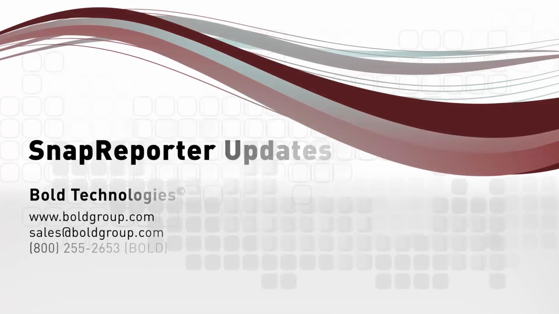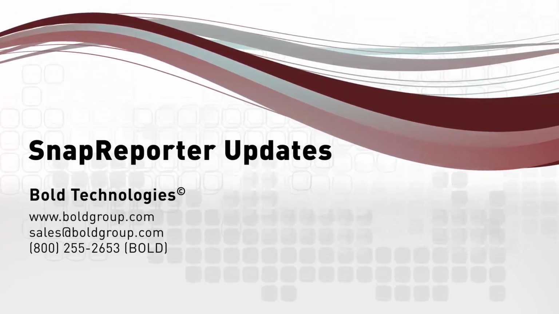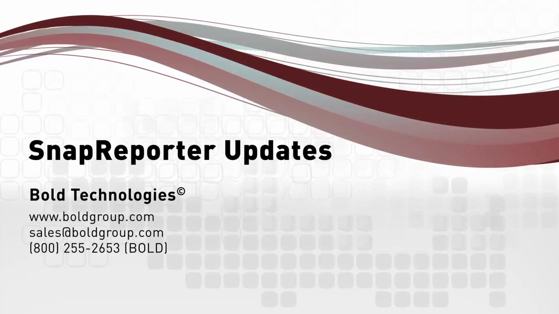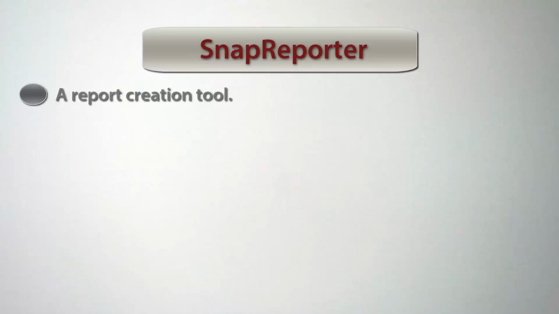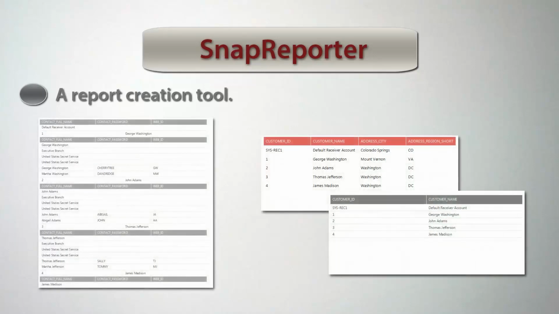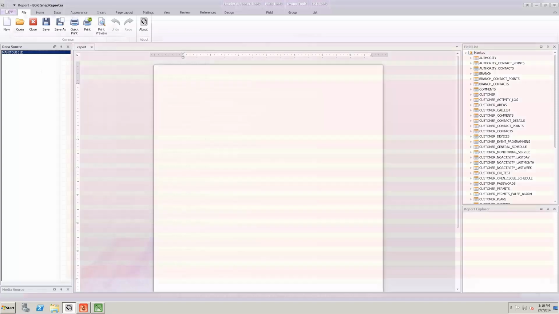Welcome to the new SnapReporter Updates video. This video highlights recent updates to the SnapReporter, which include functional enhancements as well as new features. SnapReporter is a report creation tool. You can use it to create reports that are displayed in Notepad, Excel, and Word. It can even run from Manitou. Due to Bold Technology's ongoing commitment to provide improvements and new features to our software, we recently updated the SnapReporter in an effort to supply you with better tools for your business.